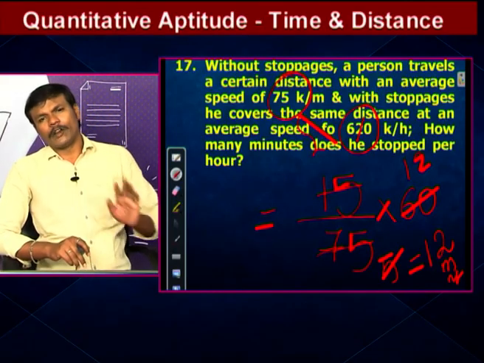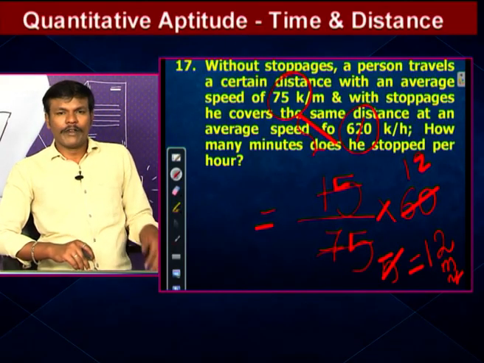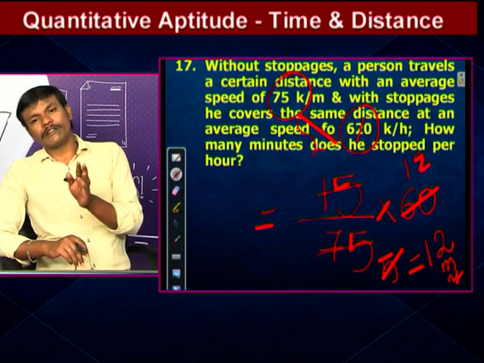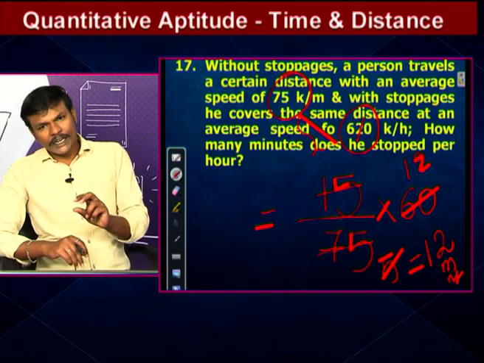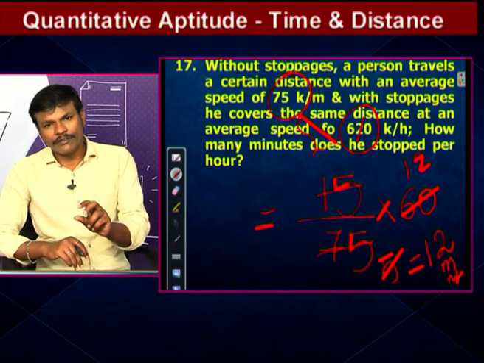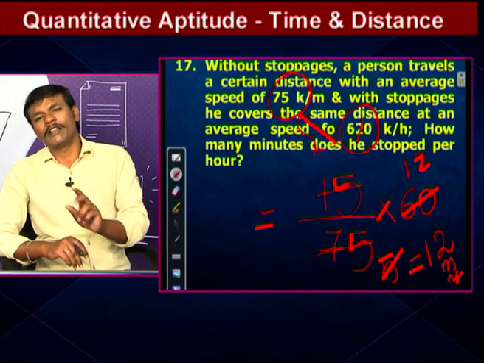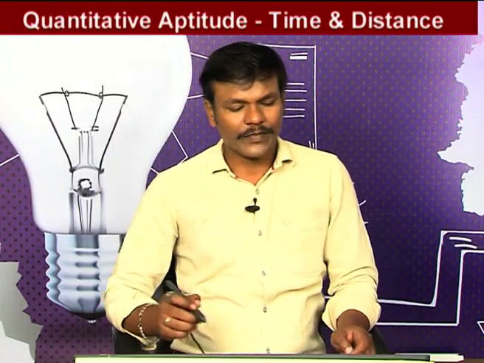Out of 75 km per hour without stoppages, when he stopped, 60 km per hour is the average, means 15 kilometers will be reduced. So, out of 75, the 15 kilometers of the difference of time is how much? Out of 75, the 15 is how much? So, 15 by 75 into 60. That is simple. This is an important and a very, very easy question. So, simple: the difference of the speeds by without stoppages speed into time. Time is 60 minutes. Next model.